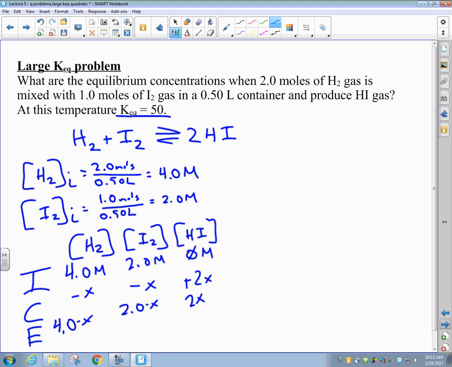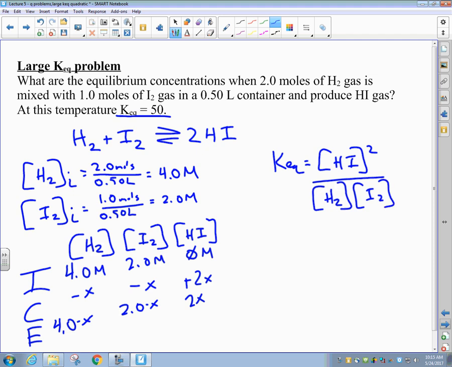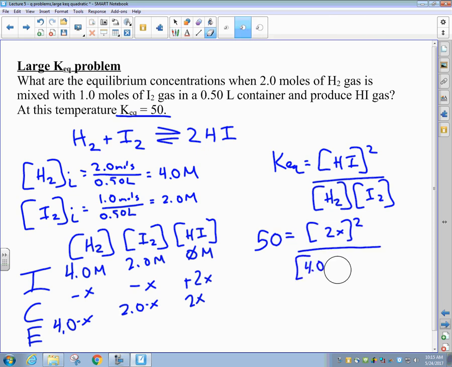Now I'm ready to go ahead and write my Keq expression. Keq is going to be the concentration of the product, HI, squared, divided by the concentrations of H2 times the concentration of I2. I'm now ready to plug in my Keq value and my three statements in the E row of our chart. So we're going to have 50, then we're going to have 2x squared over 4.0 minus x and 2.0 minus x.